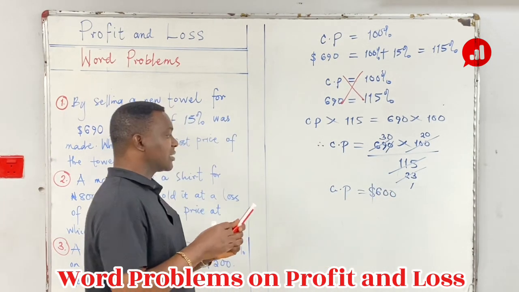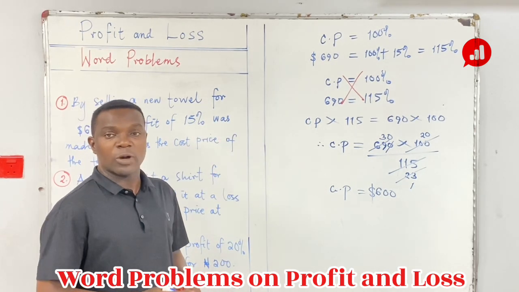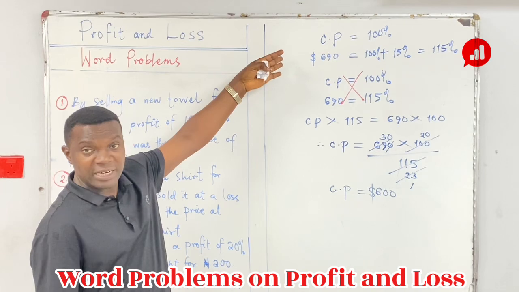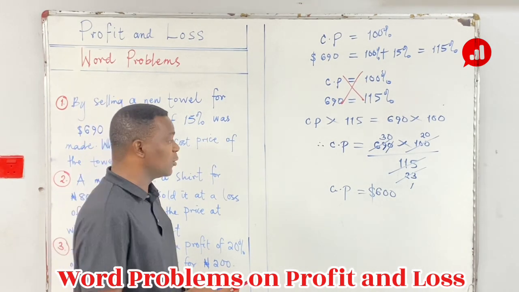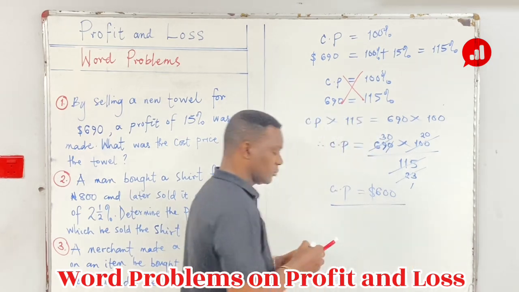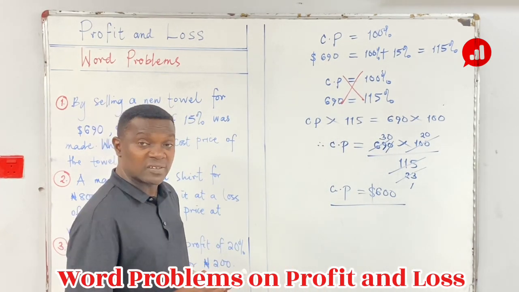So you can see that the cost price is lower than the selling price. And that is why the businessman or woman in this case is making a profit of 15%. And that's the answer for the CP. That's all. Now, we can use this idea to solve the second problem.